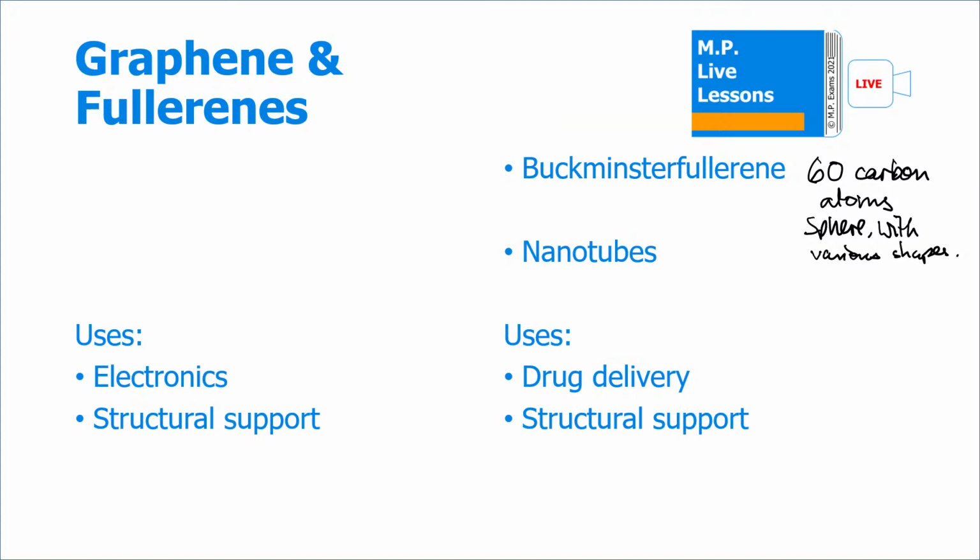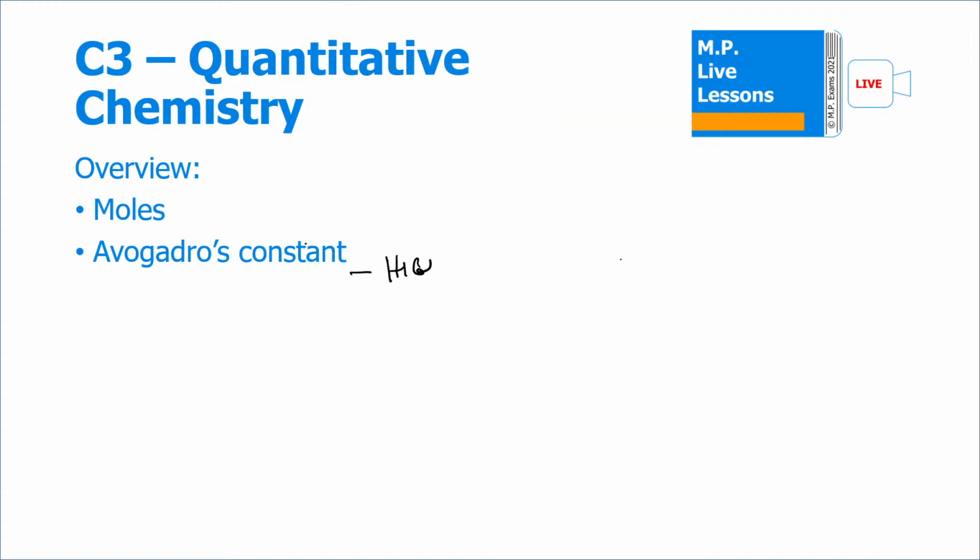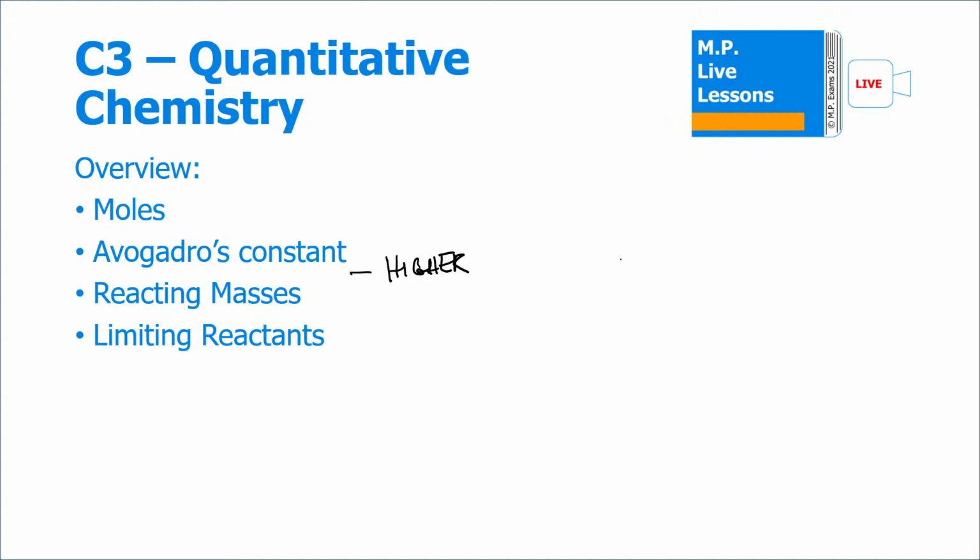Now, we are in the next unit, quantitative chemistry, with 15 minutes in. And as an overview, you'll need to know about moles, Avogadro's constant, and for higher, on both combined and triple science, you'll need to know about reacting masses, limiting equations, balancing equations with moles, and concentration.